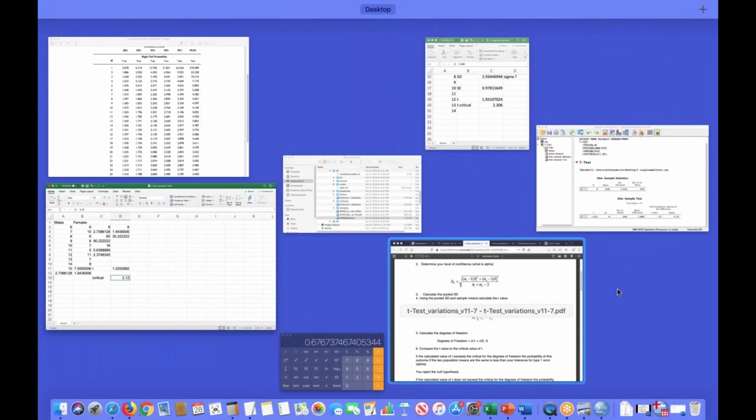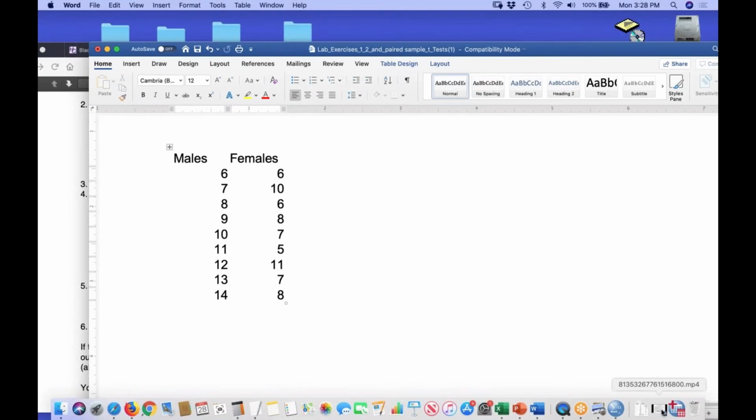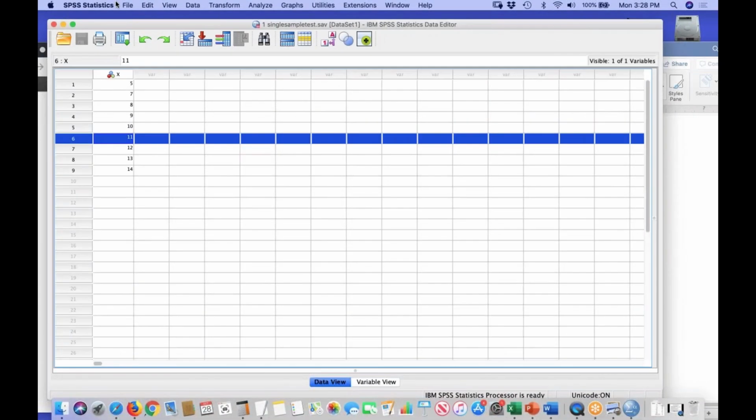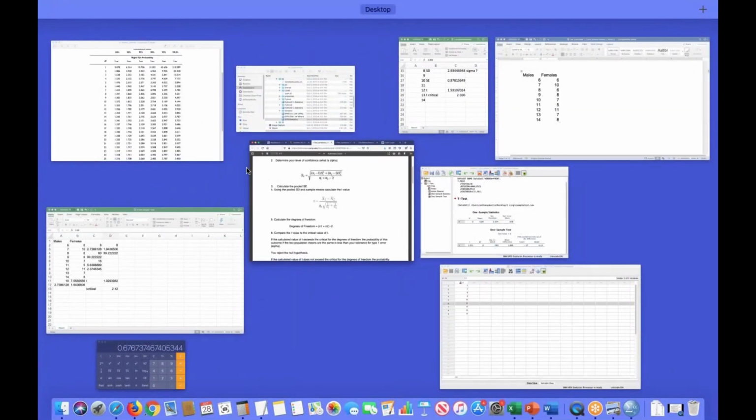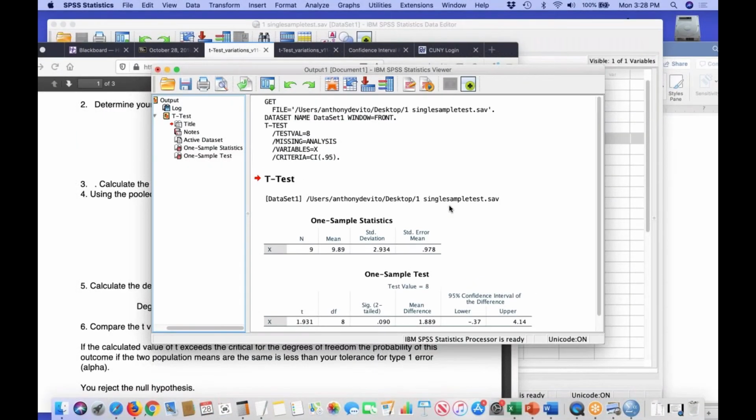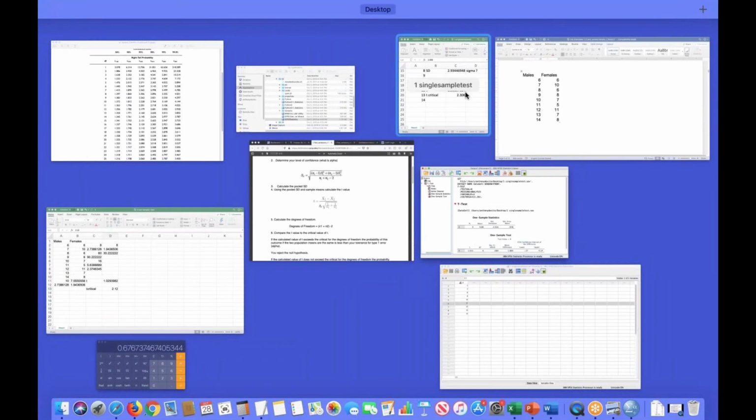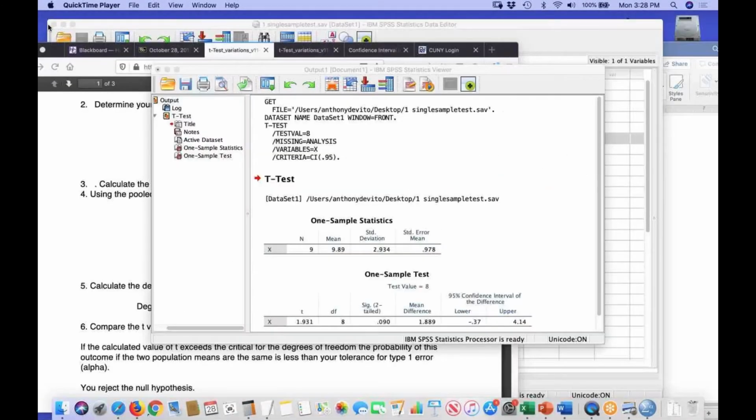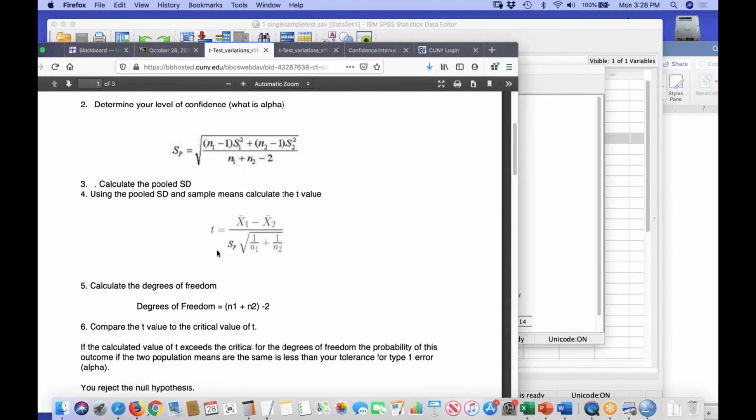Okay, let me find my SPSS. I have to save it to my desktop first. Oh boy, a lot of windows open. Nope, that's not what I want. I need, nope, that's not what I want either. I don't even know I have that open. Okay, here we go. Okay, good.